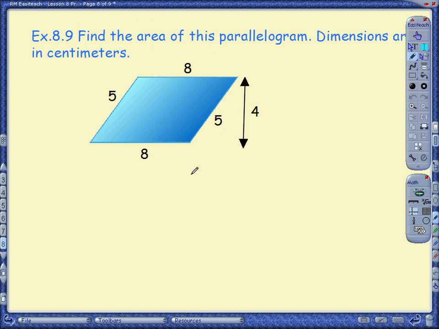Okay, this is a parallelogram. The area of a parallelogram is base times height. Now remember, a height is always straight up and down. So whenever you see a parallelogram and you see the arrow going up and down with the 4, you know that's a height. And you're going to put that number in right under the h in the formula. This is the base. 8 times 4 is 32, and this is 32 centimeters squared.